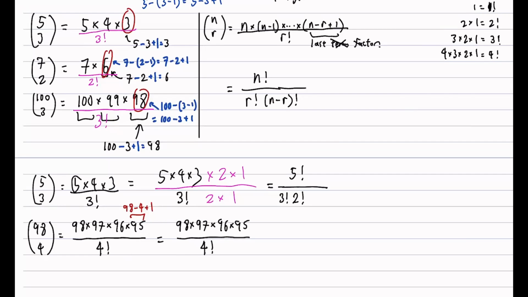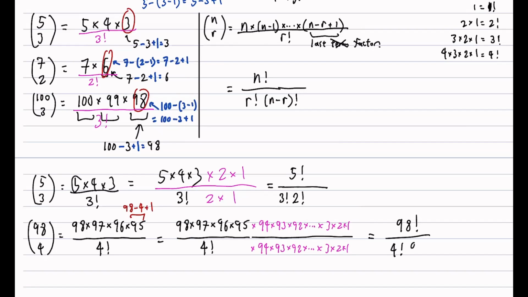This time it's a bit ridiculous. You have to multiply by 94, then 93, then 92, all the way until 3, 2, 1. So you can do the same at the denominator, right? Multiply top and bottom so that the fraction stays equal. Do you agree? Yeah. But what happens to the numerator now? You start from 98, you count down all the way to 1. So it's actually 98 factorial over 4 factorial times 94 factorial.